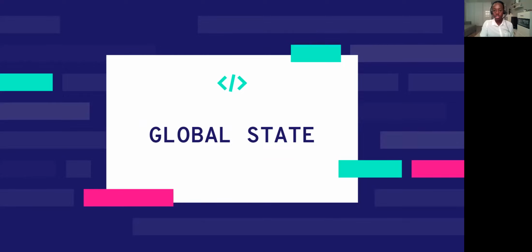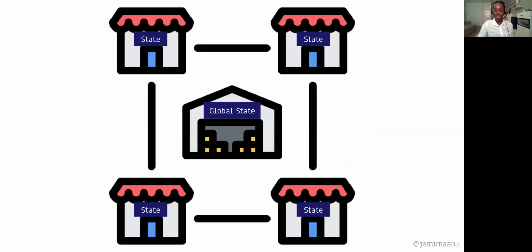Now we're going to go to global state. So we know that local state is state that is limited to the components. But what if we want to have a state variable that all components can access? Basically, that is the concept of global state. Global state is a state variable that can be accessed by all components regardless of what their own local states are.